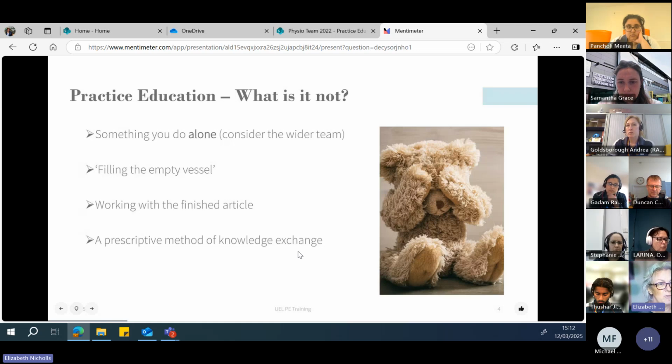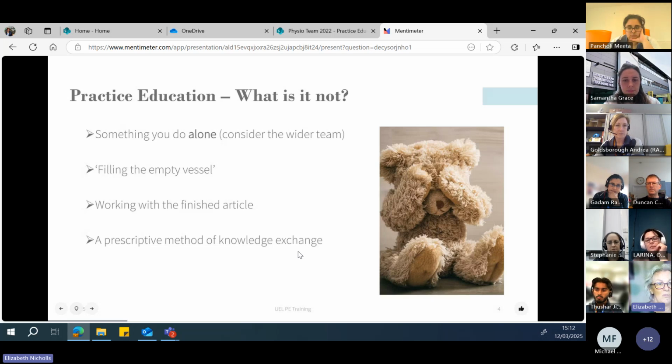This is one of the only contributions that I've made to this presentation, which is the picture of the teddy bear. So it's to say, what is it not? What should practice education not be? And it definitely shouldn't be something that you are managing by yourself.